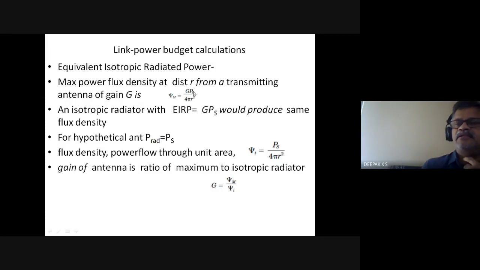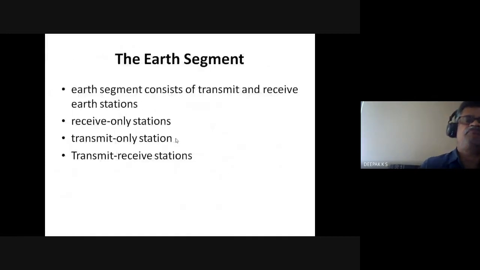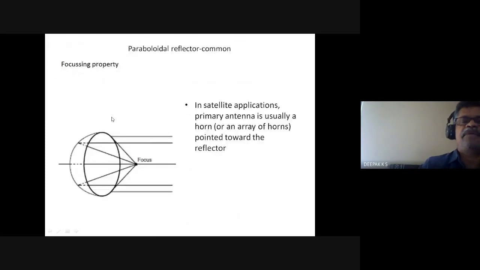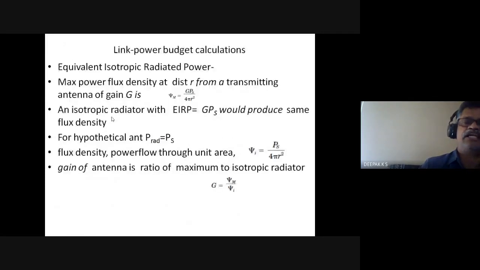And PS is the power sent. So we will assume a hypothetical antenna. So P radiated will be less than PS, and this PS will anyway be less than PT. PT is the power here at the transmitter. This is the sending power, and we assume this hypothetical antenna has 100% efficiency. So P radiated is PS. But this PS is less than PT by the losses in the waveguide and all these connections. So we'll assume P radiated equals PS.